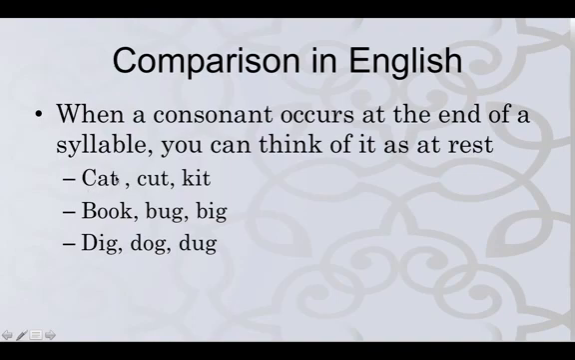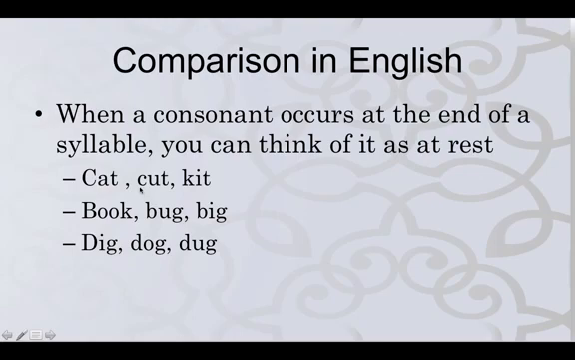Meaning you sound out the sound of the letter T, cat. You just say T at the end. You just say cat. But you don't say kata, katu, kati. Why? Because there is no vowel at the end. You just think of the T as being at rest. Similarly, this T is at rest.